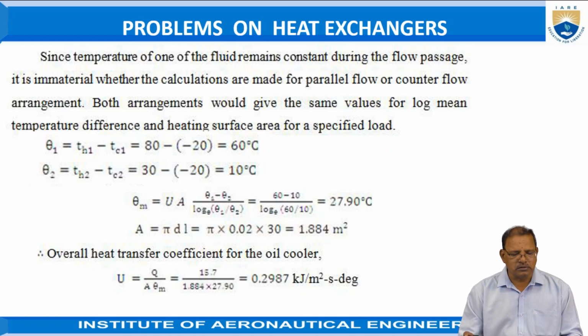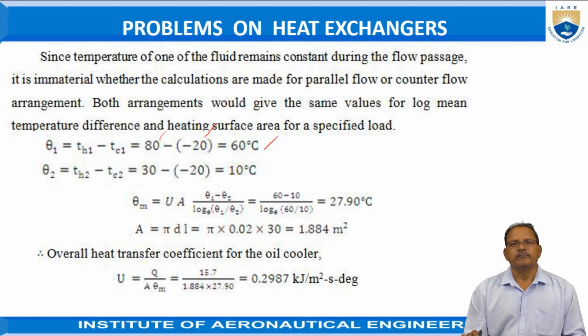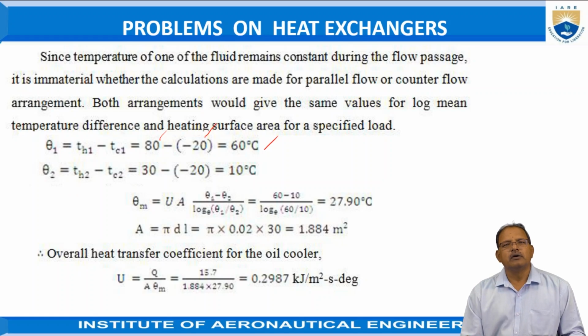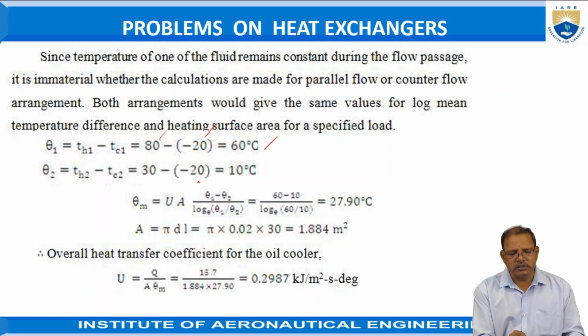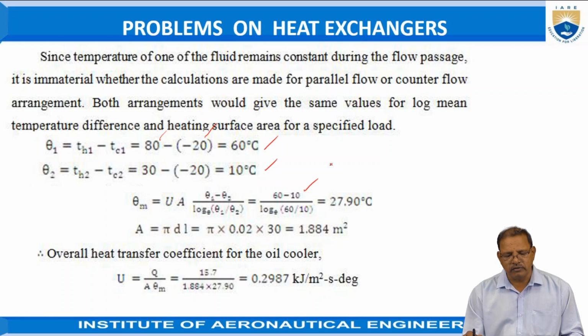Hence, theta_1 is the temperature difference between the hot fluid and the cold fluid at the inlet, which is 80 minus 20, equal to 60 degrees centigrade. And the temperature difference at the outlet, theta_2, is 30 minus 20, which is equal to 10 degrees centigrade. Theta_m is equal to (theta_1 minus theta_2) divided by log of theta_1 divided by theta_2. Substituting the values, 60 minus 10 divided by log of 60 by 10, which is equal to 27.90 degrees centigrade.